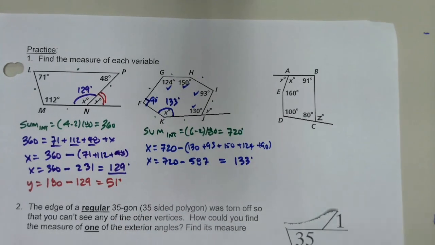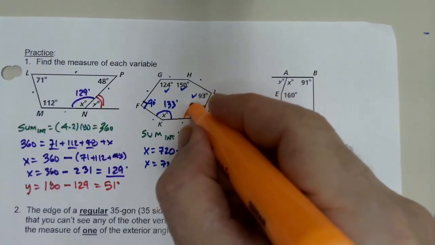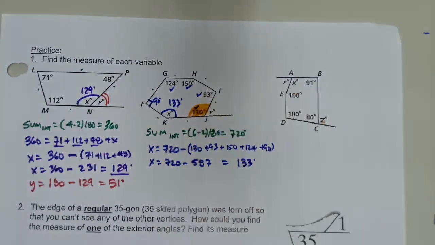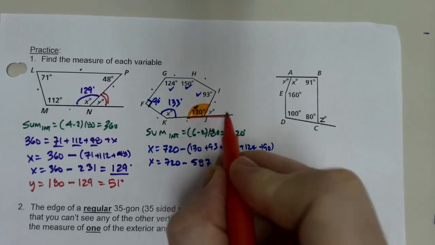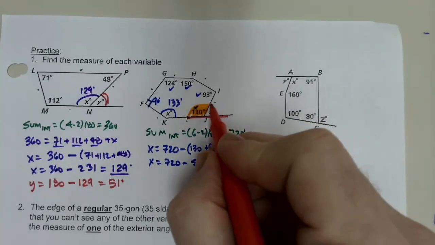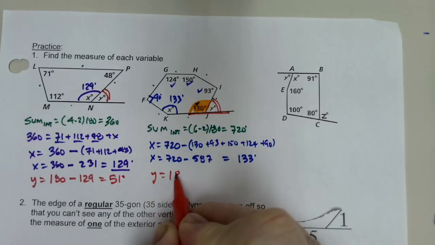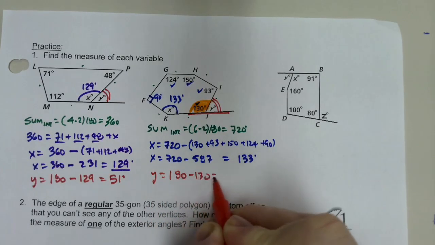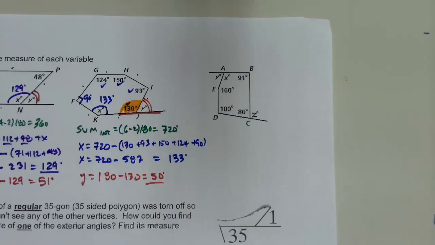In this particular problem, we don't need to have x in order to find y. If we wanted to, we could find y first. It's simply going to be associated with this interior angle. Those two are a linear pair, which means y would equal 180 minus 130, or 50 degrees. And let's take a look at our next one.